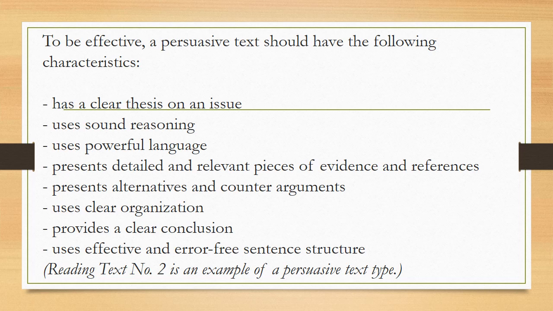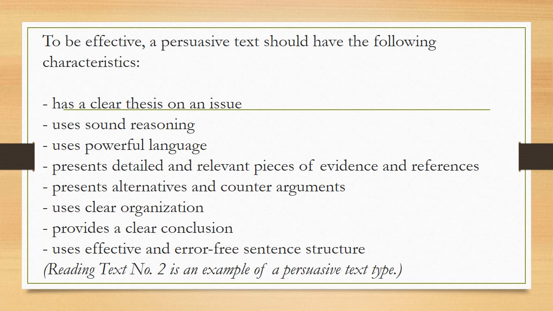Third, you will use powerful language when you write a persuasive text. This powerful language talks about the use of words when you are writing a persuasive text. Fourth, it should present detailed and relevant pieces of evidence and references. So a persuasive text has to be detailed, and the evidence and references are relevant to the issue that you are going to show to the readers.